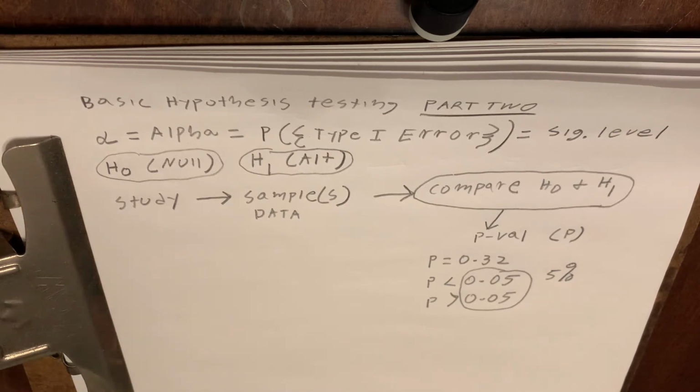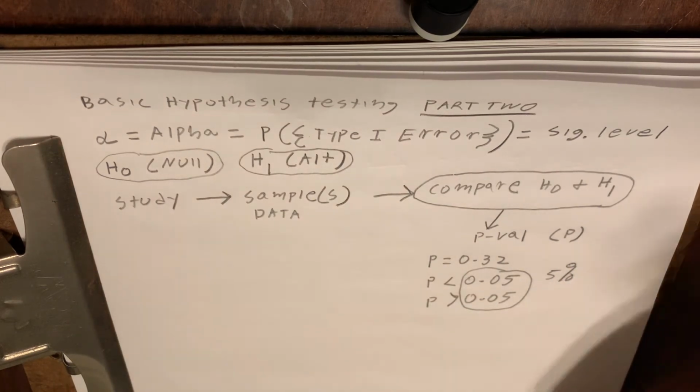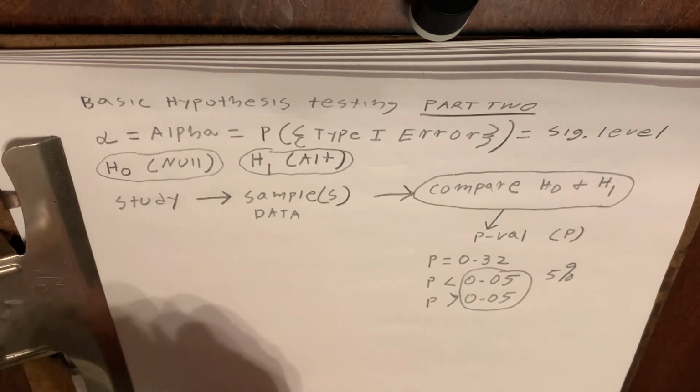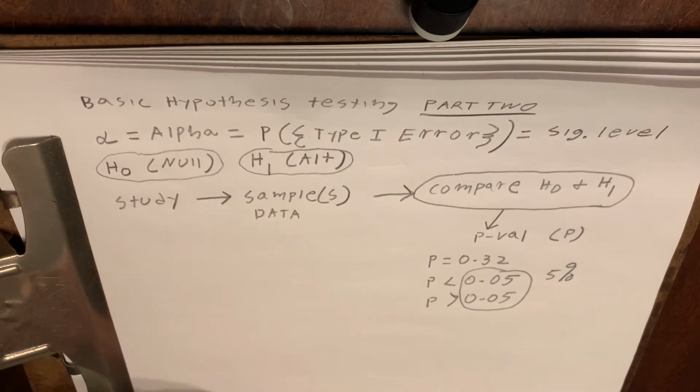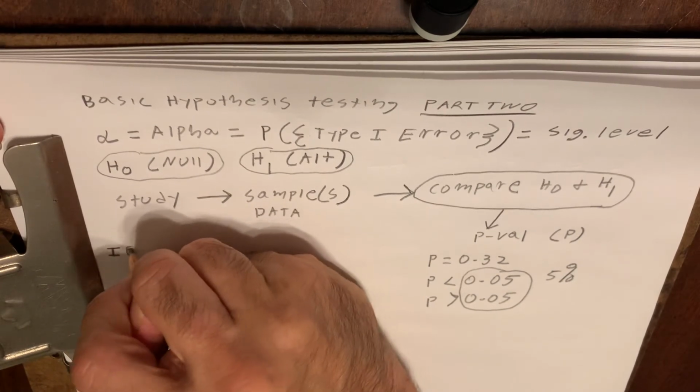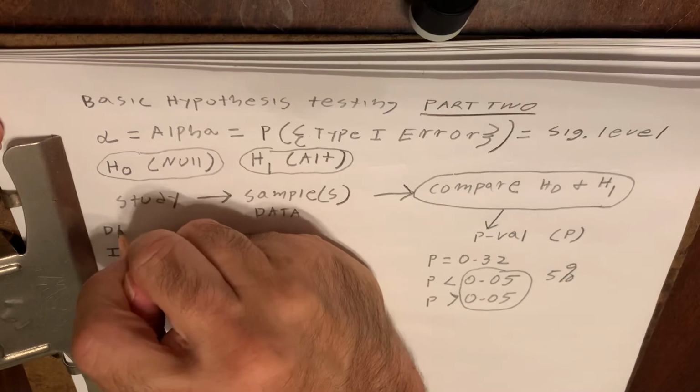So let's say we do a study. Let's say we did that hypothetical vaping study where the null hypothesis was that there was no link between vaping and asthma, and the alternative hypothesis was that there is a link between asthma and vaping. And we did this and we put it into the computer and we got a p-value. How do we interpret that p-value? Well, the rule is really simple. I'm going to write this down for you. If, and I'm going to call this the decision rule.